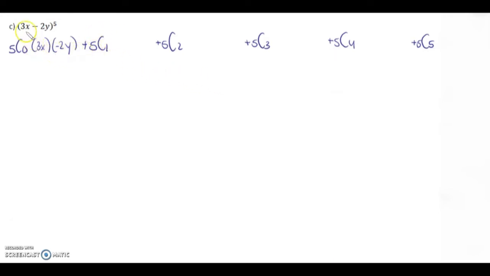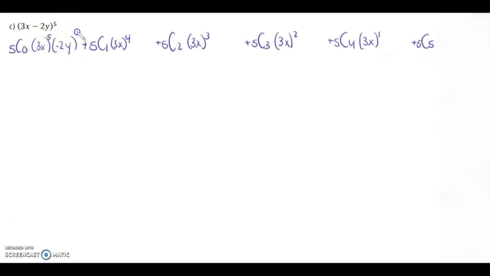Okay, so now let's pattern. 3x to the 5, 3x to the 4, 3x to the 3, 3x to the 2, 3x to the 1, and I'm actually going to start leaving it off. So 3x to the 0, we don't have to include that at all. If you did, that's okay. You can just include it and then cross it out.